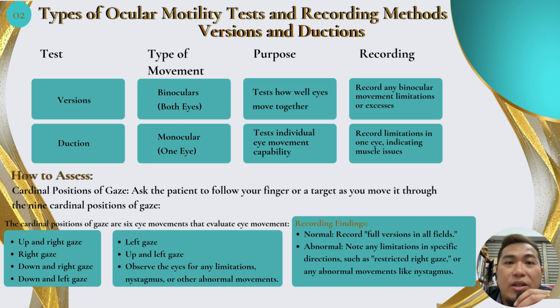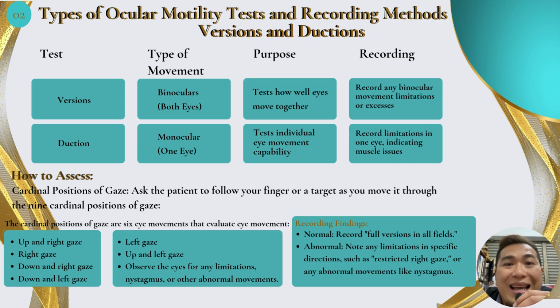Unlike version, duction focuses on the monocular movement of each eye individually. The goal here is to determine if any movement limitations are due to true muscle restrictions or if they are related to binocular coordination. During this test, we cover one eye and ask the patient to follow a target with the uncovered eye, moving it through various directions. We repeat this for each eye separately, allowing us to observe the movement range of each eye individually. In ductions, we record each eye's movement range and note any limitations in the directions.